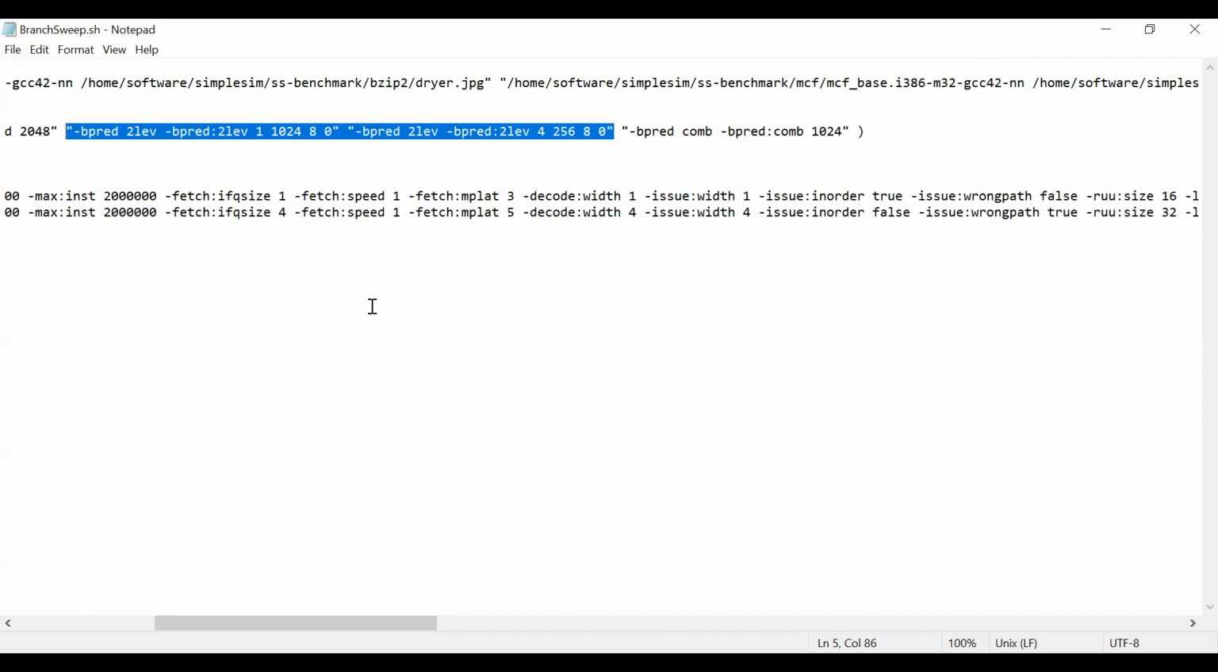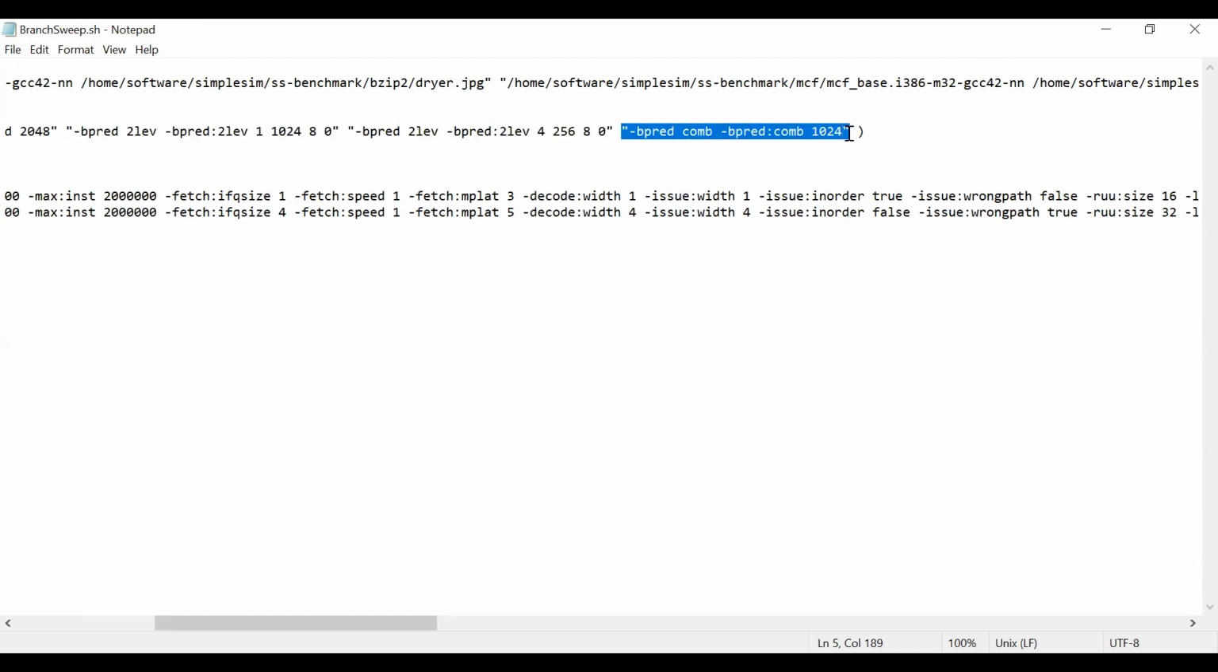With relatively similar budgets, there are many different configurations of branch predictor, allocating resources across either the first or second level of that branch predictor. They're not going to give you the same results across different benchmarks. And then finally, this is a tournament predictor.